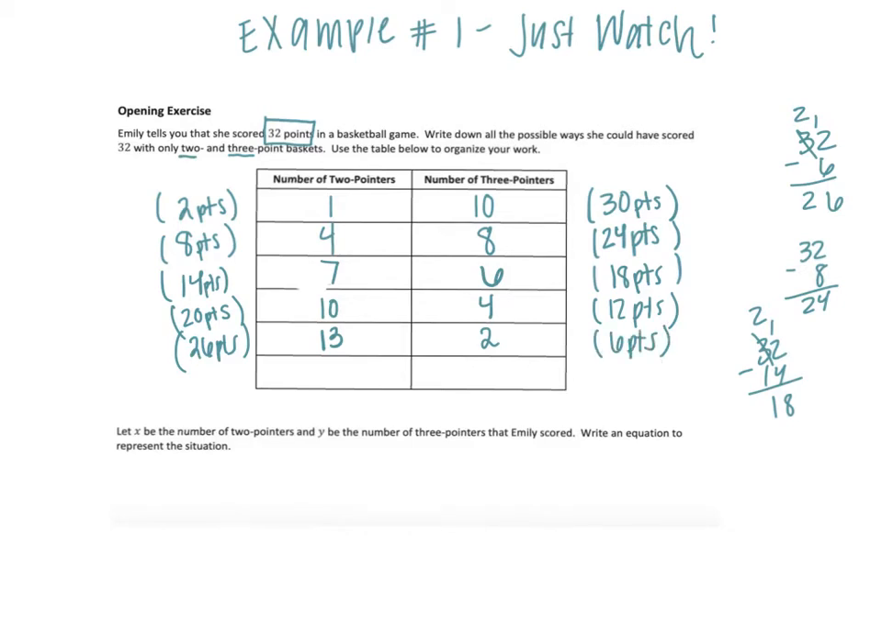26 plus 6: 26, 27, 28, 29, 30, 31, 32. That works. And I have one more here, so I'm going to try 16 and 0. So 16 times 2 is 32 points. And over here, no 3-pointers, 0 points. So I have filled out my table.